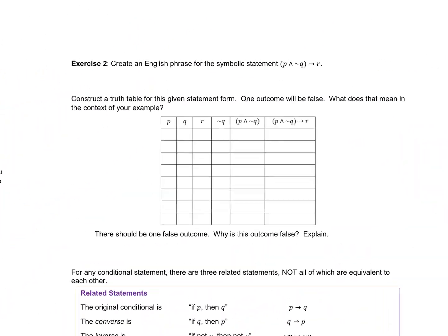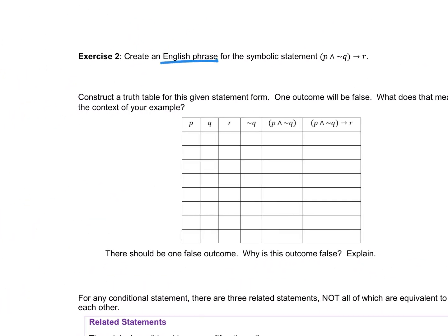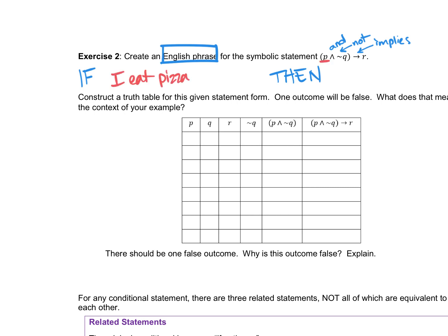All right, flipping over to the next page. We need to create an English phrase. So please create your own phrase for this. So remember, this upside down V is and, the little squiggle is not, and now we have that forward arrow, which I'm going to write implies, but that's that conditional. So we can start by saying if, then, since we know we have that forward-facing arrow. So if, let's say I eat pizza. That'll be my P.